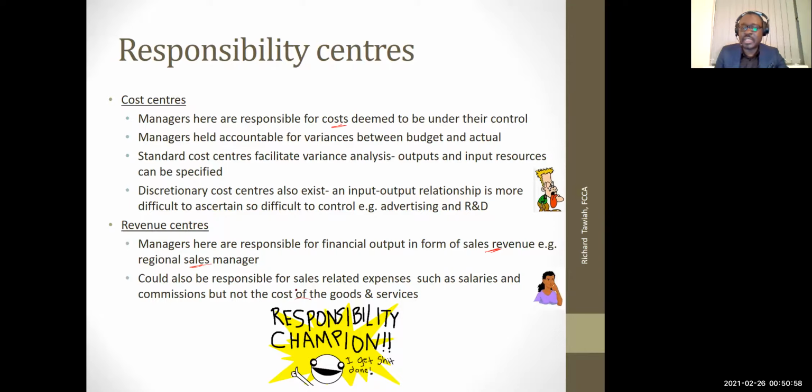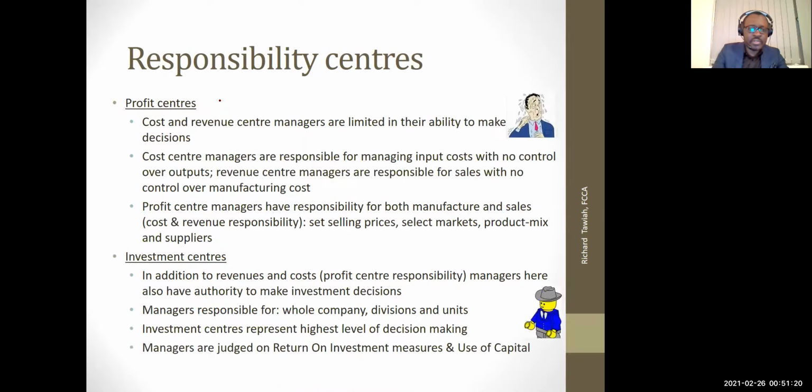So they are more of a running item that deals with their department, the marketing, the revenue. So anything about sales expenses, bonuses, some parties to clients, they could also be held responsible. But in terms of cost of production of the goods and services, that is not theirs. That goes under the cost center. So profit center combines the two.